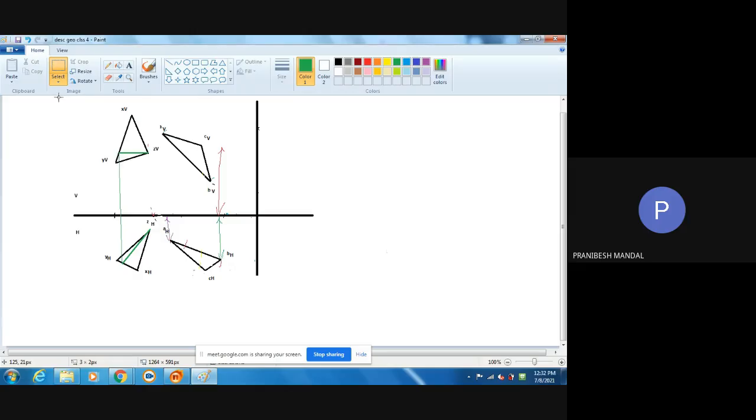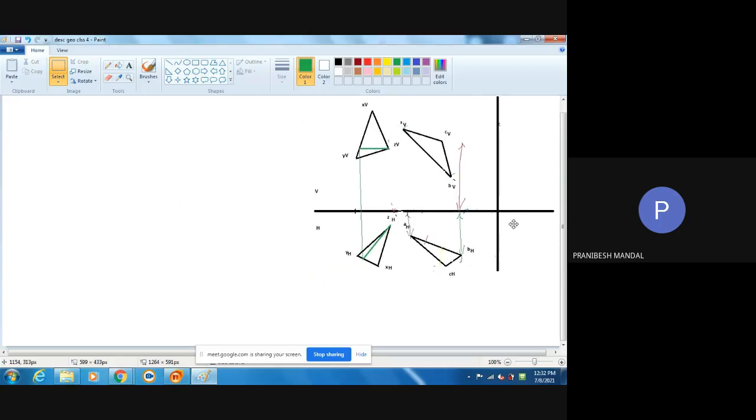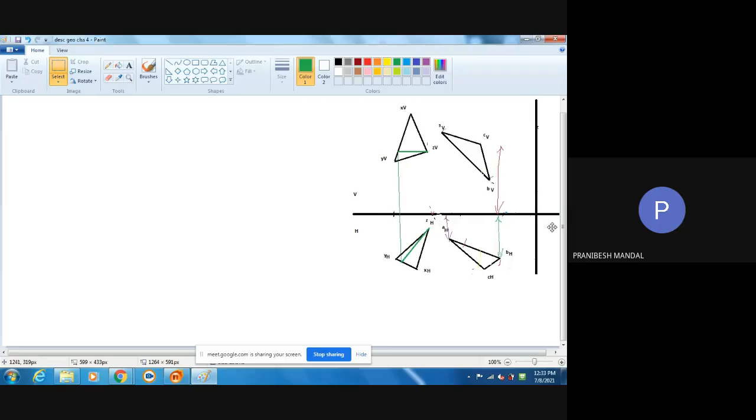Otherwise, these won't be complete. See, I am having this particular opportunity to make it, but in case of your sheet, you need to.